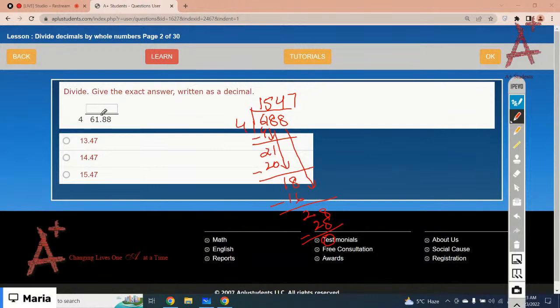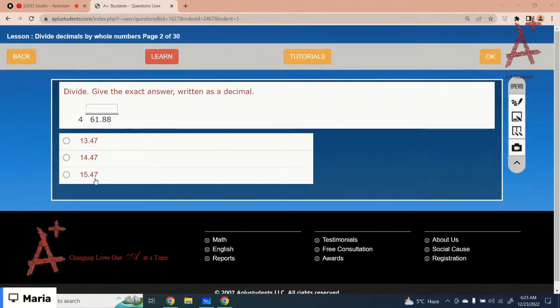So you have two decimal places in the dividend. So the answer must have a decimal point, 2 places left. So just move from here to here. It would be then 15.47. Got it? So the correct option is the last option. Just select the correct option and click on the OK button. Got it?